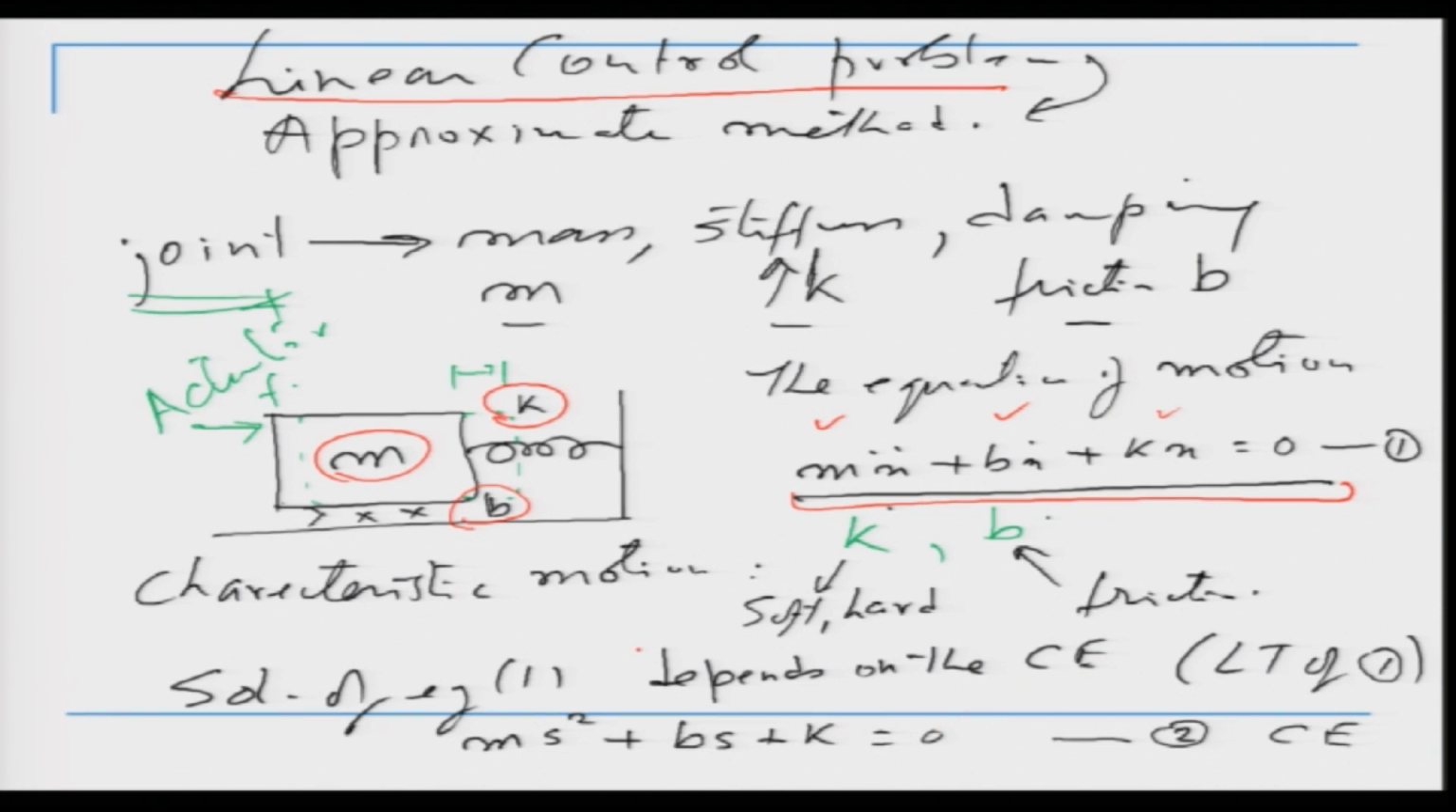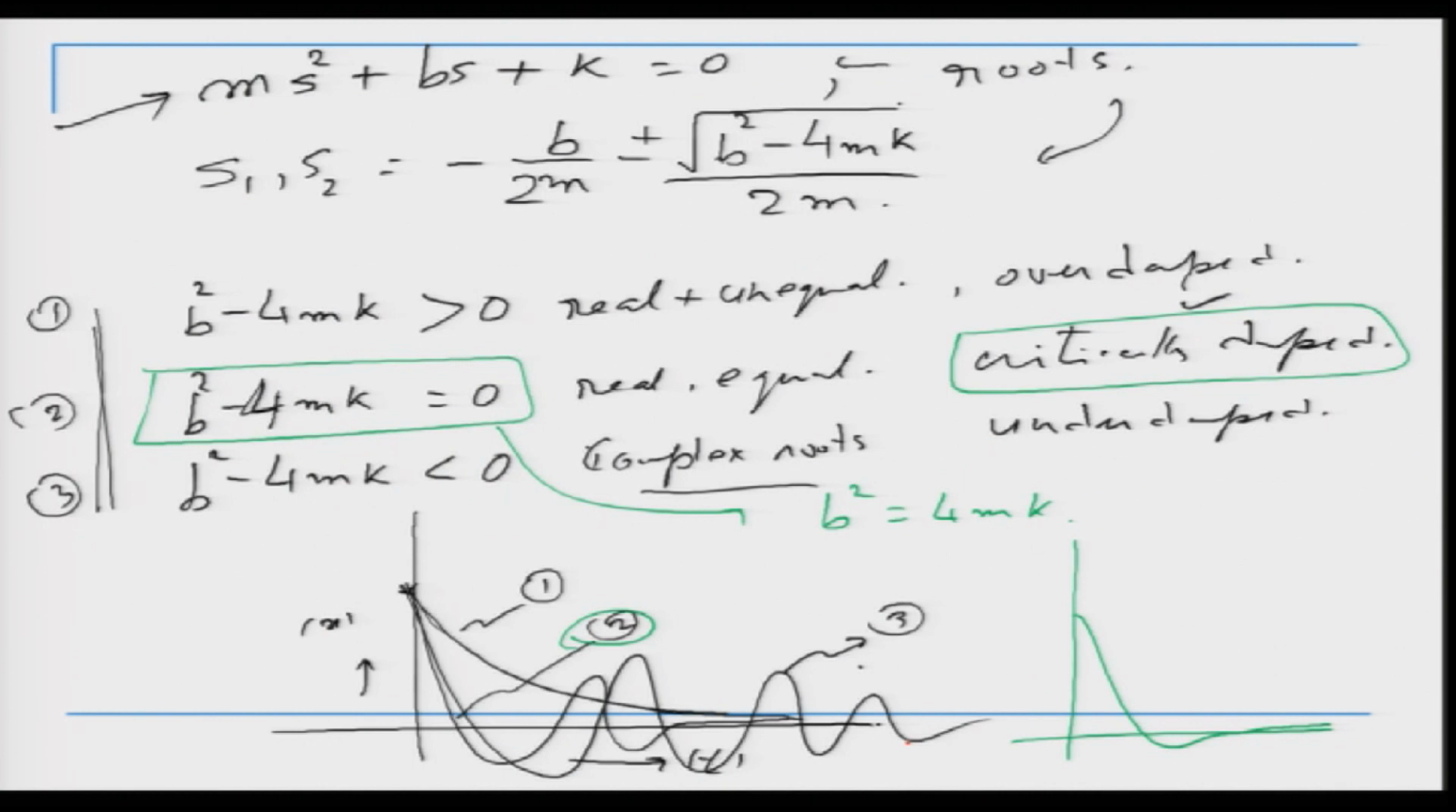So the characteristic motion of this equation would depend on the values of m, b and k. If we solve the characteristic equation, we will get 2 roots, and the 2 roots of the equation basically determine how the system will behave. For example, it is going to be overdamped, critically damped, or underdamped. So, based on that we can design our control system to behave in a particular way.